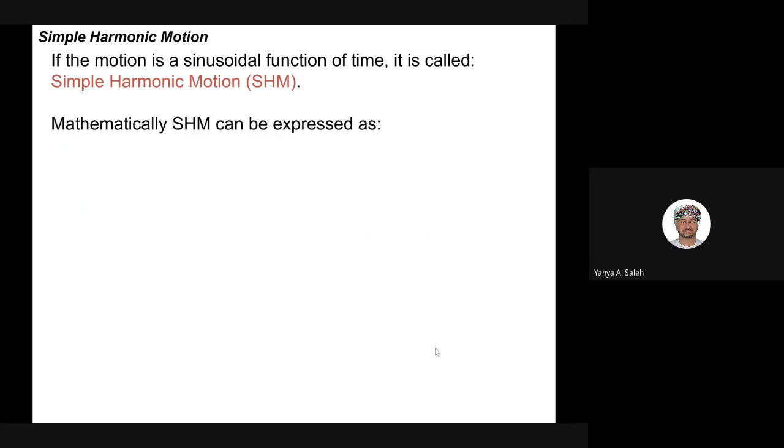If the motion is a sinusoidal, so whether sine or cosine, we call it sinusoidal, function of time, it is called simple harmonic motion. And mathematically, it can be described as x of t equals x_m sine omega t plus phi or cosine omega t plus phi. So we have three new things here. We have the x_m, we have the omega, we have phi.